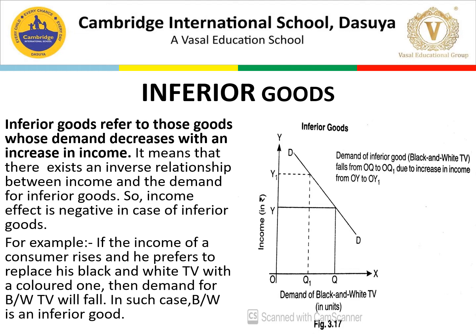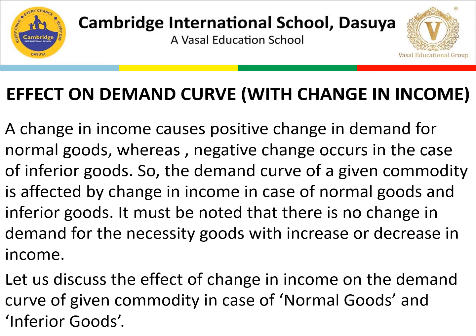The demand for inferior goods is now falling. Next, we have to talk about the effect on the demand curve with a change in income. So what does it mean? Let's see how income is affecting all these things.